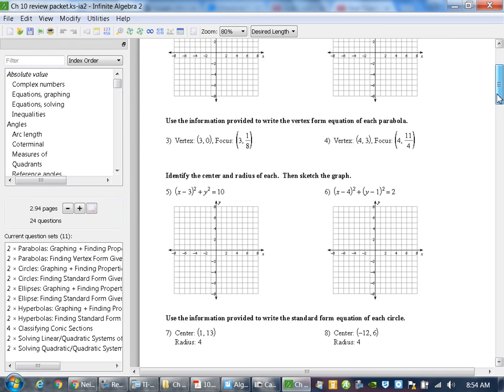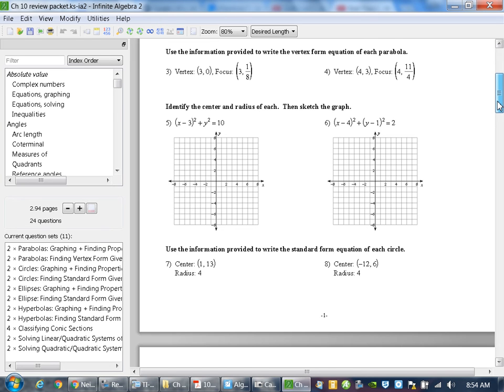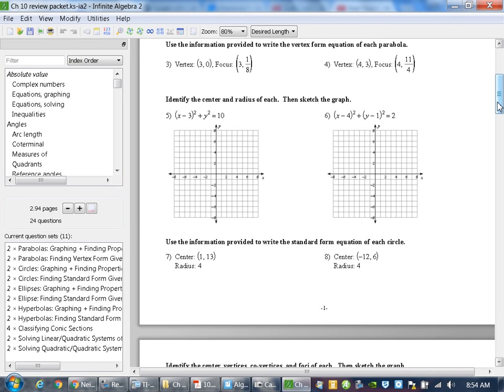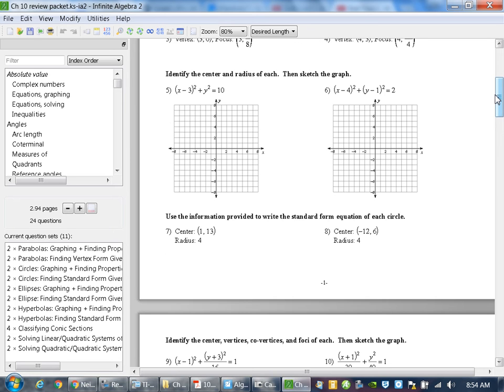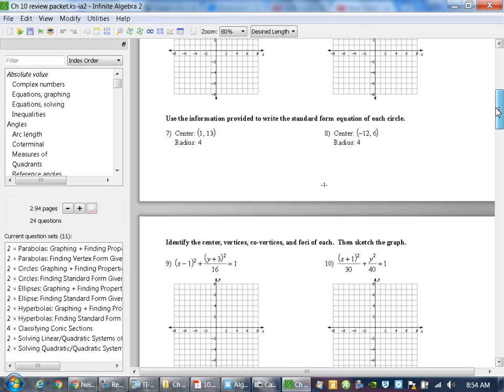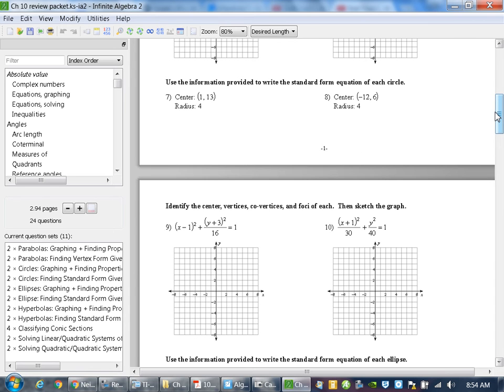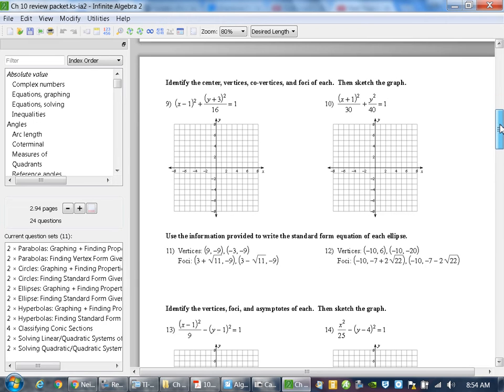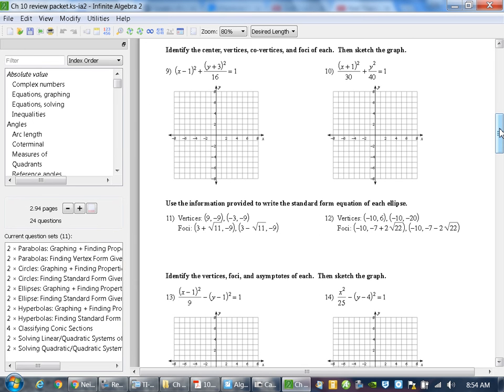That's the easy way. So I would basically start looking at, can you write the equation given a vertex and a focus? Can you write the equation given the center and the radius? There isn't any, I couldn't find anything about the tangent line, so we can pull up the tangent line here in a second. Can you graph, identify center, vertices, covertices, and foci of different types of conic sections?